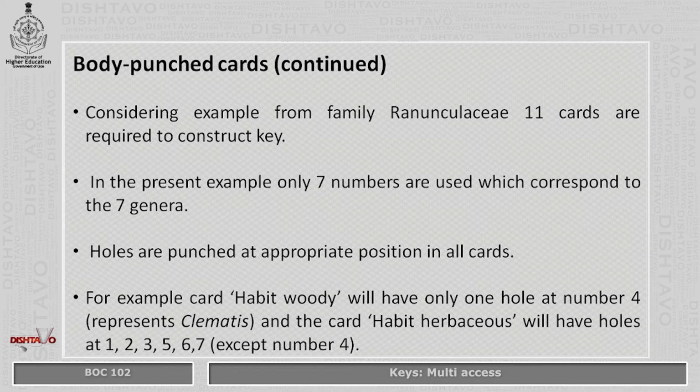For example, on the card showing the character habit, if it is printed habit woody, this card will have only one hole punched at number 4, which represents the genus Clematis, and the card habit herbaceous will have holes at number 1, 2, 3, 5, 6 and 7, except at number 4, which correspond to the respective genus.